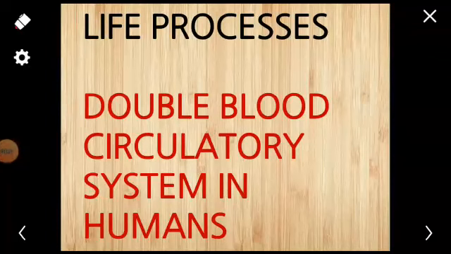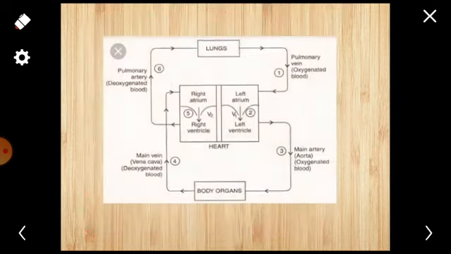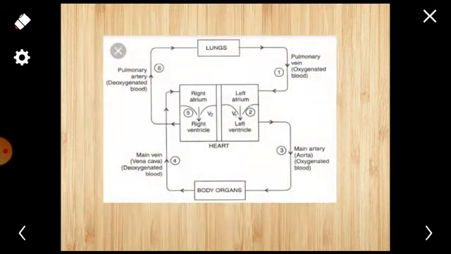Earlier we discussed the structure of the heart in humans. Today we will discuss the double blood circulatory system in humans. This is a flow chart which shows how blood circulation takes place in humans.